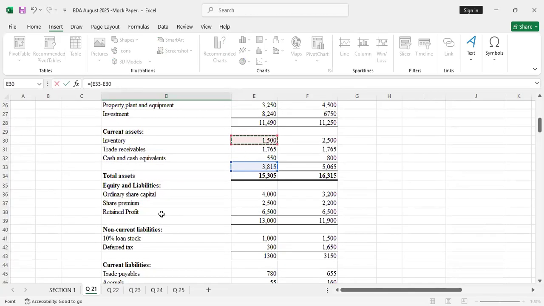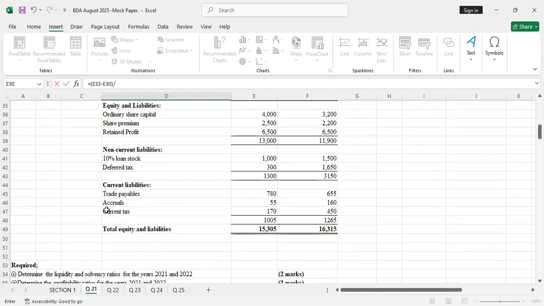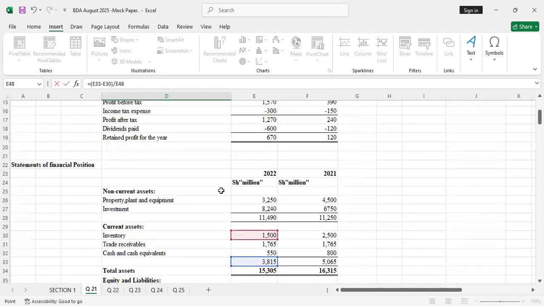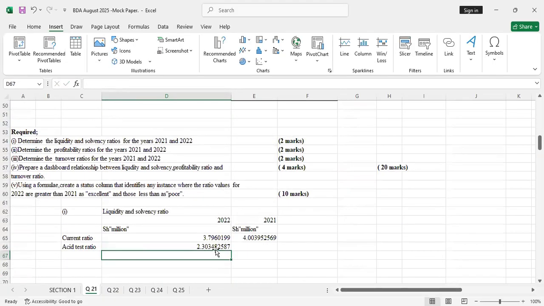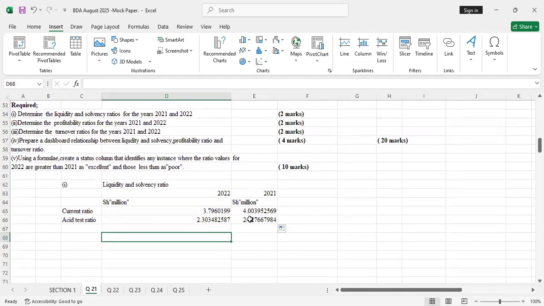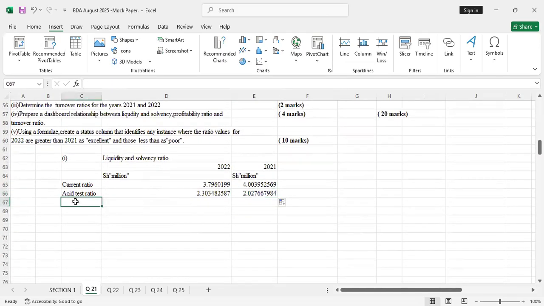The inventory is there, 1500. Then that's what you divide by the total current liabilities. In this case, the 1005. That's all. Then you enter. So once you enter, you'll have that acid test ratio. Then you drag it that way. And for the other year, just click to confirm: F33 minus F30, you divide by F48. Yeah, that's correct. That's what it is.